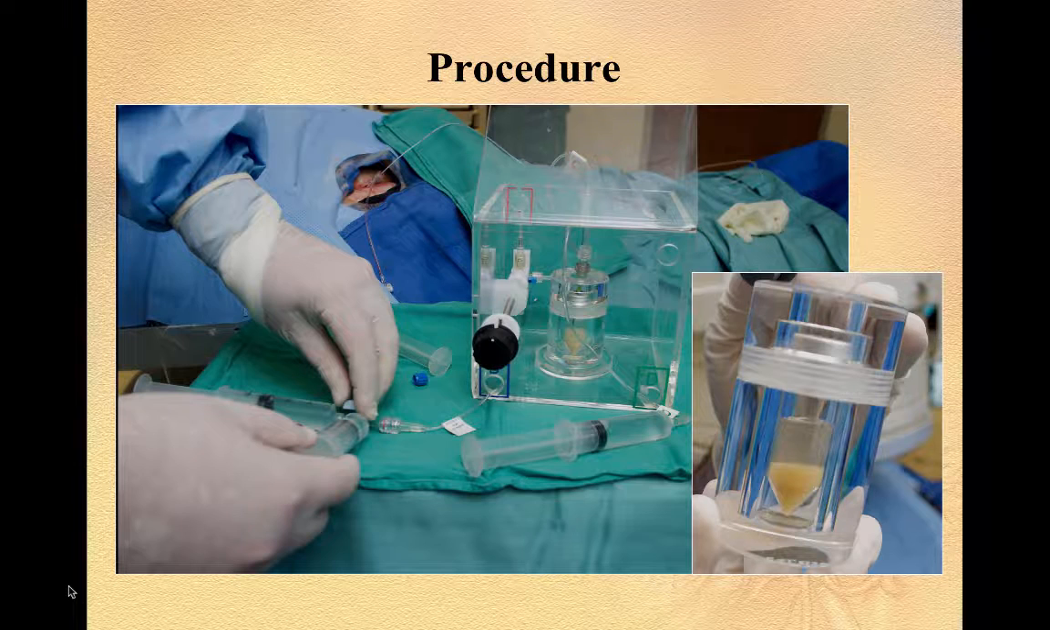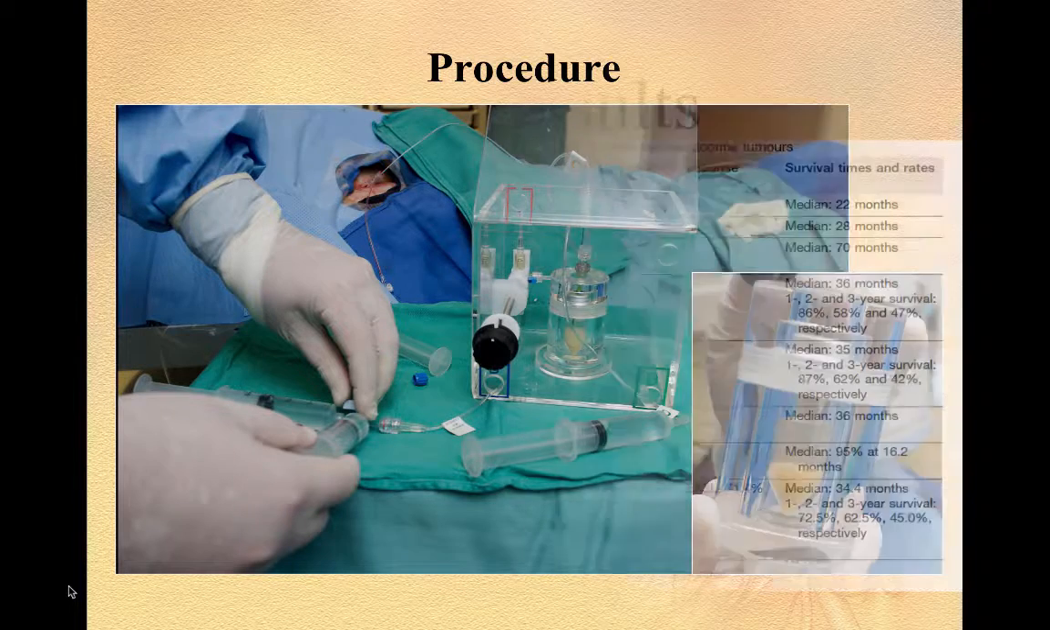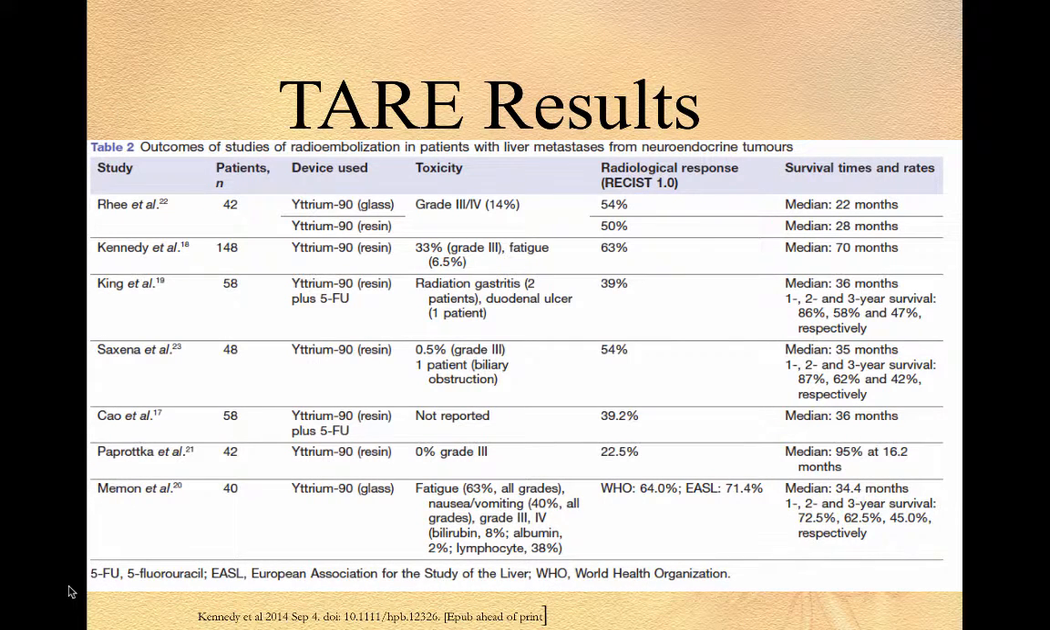We're starting to do them from the wrist now, the radial access, and I'll show you a picture of that. TARE results are fairly similar to TACE results and bland embolization results. We were participating in a trial back in 2008, and the median survival was about 70 months, 5 years after the treatment of the radioactive beads. Some of these other papers have a little bit lower survival.